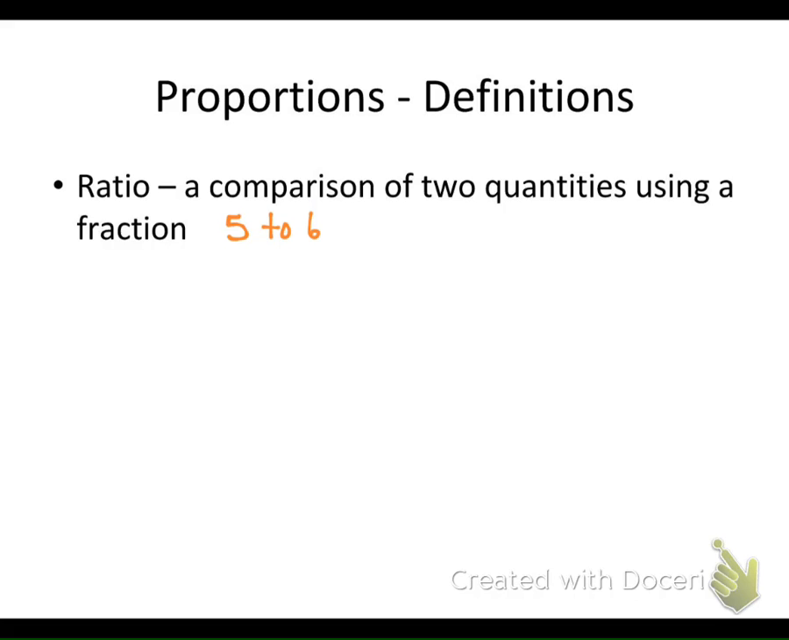That's one way we can write a ratio. Another way that you can write that ratio is 5 to 6. Then the last way, the way that we're going to be dealing with, is writing it as a fraction, 5 over 6. So we're going to be doing ratios in fraction form. Okay?